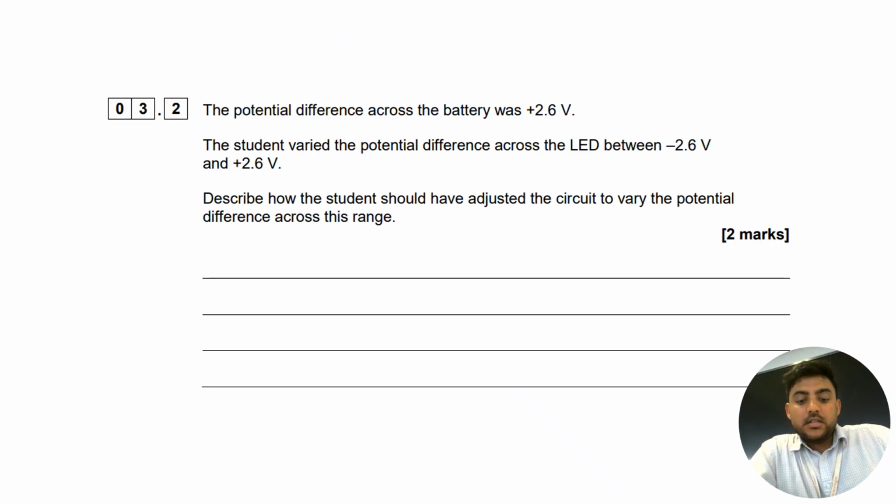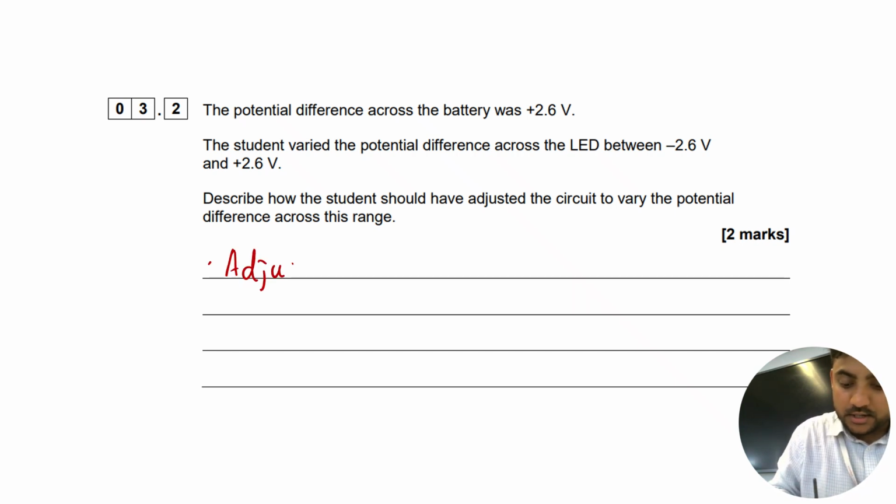This question asks, how would the student adjust their circuit to vary the potential difference across it from a range of 2.6 volts to minus 2.6 volts? Think back to when we did the IV characteristics. How did we change the potential difference or the current through a component? We did this by adjusting a variable resistor. This circuit does have a variable resistor, so you could use that. You could adjust variable resistor.